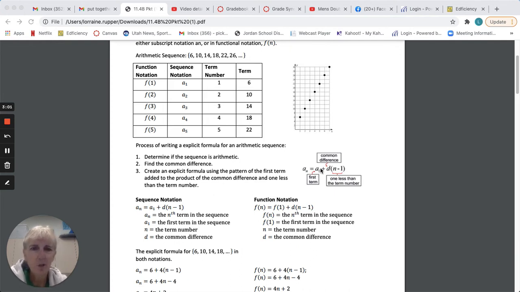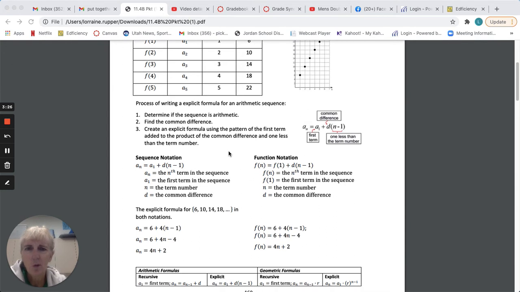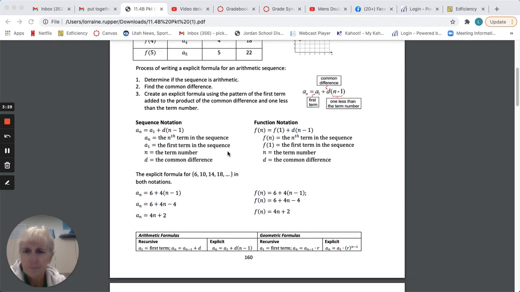Then what we have to do is put the first term again, a sub 1, plus d, what the common difference is, and then one less number. So we'll put n minus 1 there. So we'll go over a little bit more in detail on that. So our sequence notation is all of this. And function notation is all of this. Very, very similar, okay?